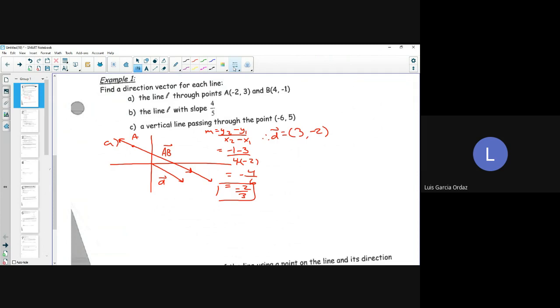Now my next one is I want to find the direction vector for a line with a slope of 4 over 5. So I already have my rise over run. So again, M is equal to 4 over 5. This is my Y, which is D2. And this is my X, which is D1. So my direction vector is just going to literally be 5, 4.